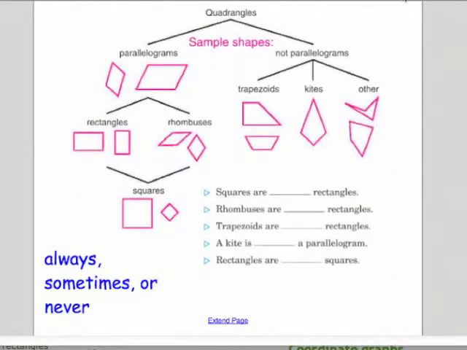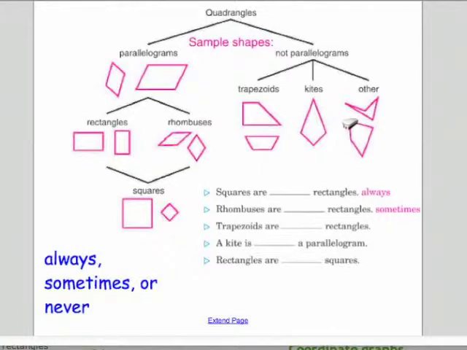So squares are always rectangles. Okay, to be a rectangle and rhombuses, and you bring them together as a square. To be a rectangle, you have to have two equal sides. Not all four sides equal, but if you look at a square, does it have two equal sides? Yeah, this side is equal to this side, and this side is equal to this side, okay? So always. Rhombuses are blank rectangles. Rhombuses, are they rectangles?